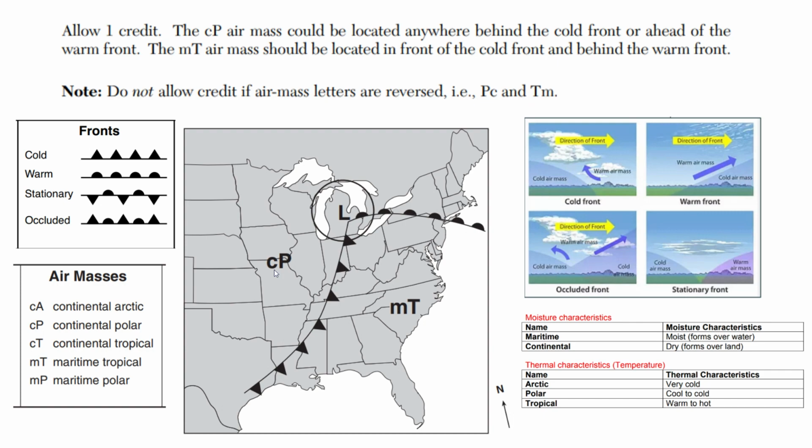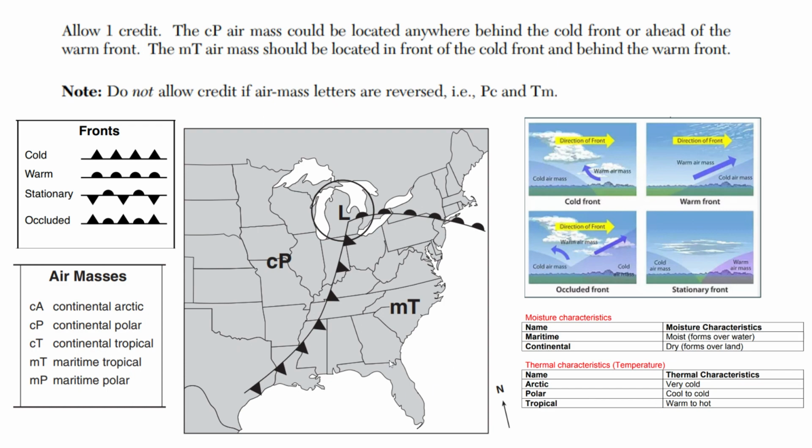But I know this is a continental polar air mass and I know this is a maritime tropical air mass. That's because I know these triangles represent a cold front. And this cold front is moving this way downwards, right? Towards the bottom right. And I know in a cold front the cold air pushes towards the warm air. So this must be a continental polar air mass, continental meaning it's dry, and polar meaning it's cold. And I know this is a maritime tropical air mass. Maritime meaning it's moist, humid, and tropical meaning it's warm.